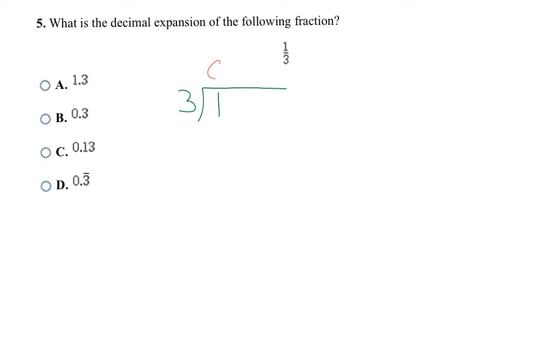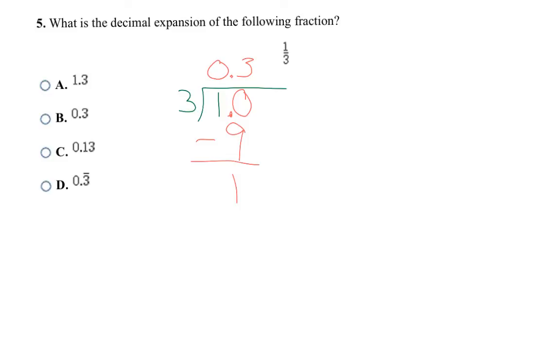3 doesn't divide into 1. So I'm just going to put a 0 up there as a placeholder. I'm going to add a decimal and add a 0 and add my decimal up front. And I'm going to think, okay, 3 divides into 10 how many times? 3 times. So I'm going to go ahead and put a 3 up on top. 3 times 3 is 9. Do that subtraction. 10 minus 9 is 1.